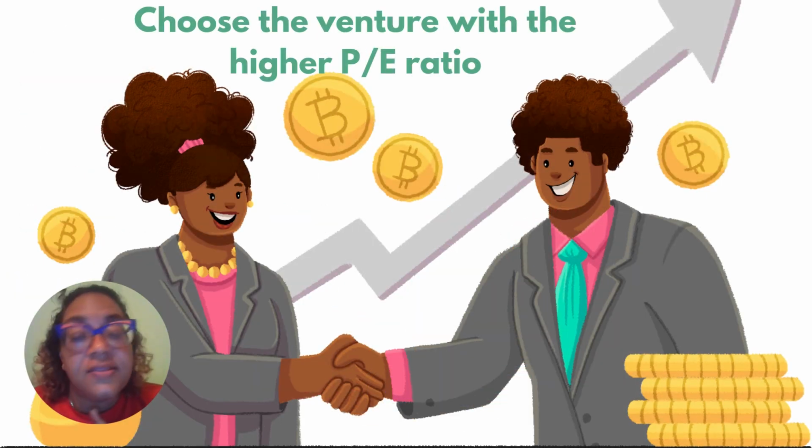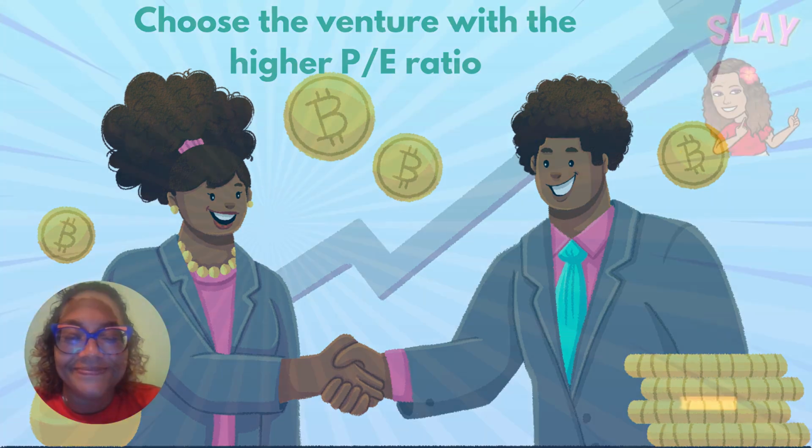If you said that Sam should choose company B, you are correct, because a venture with a higher price earnings ratio is favorable to investors because it shows that the company is not only profitable now, but the investors can also expect future earnings growth, and therefore they are more willing to invest or pay more for the company's stocks.